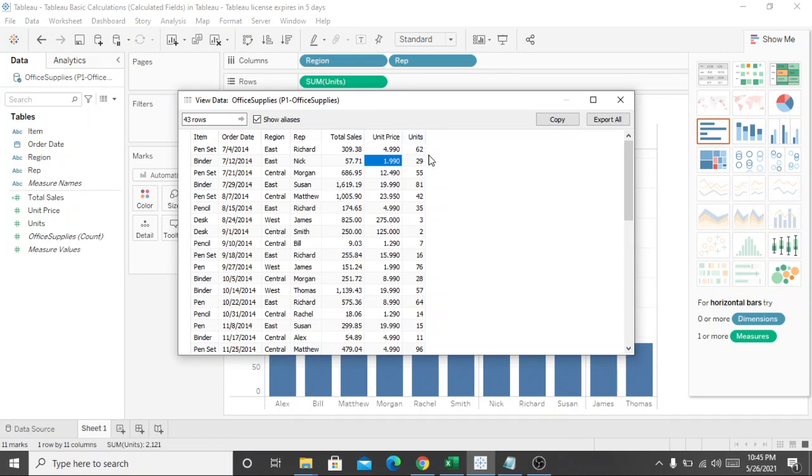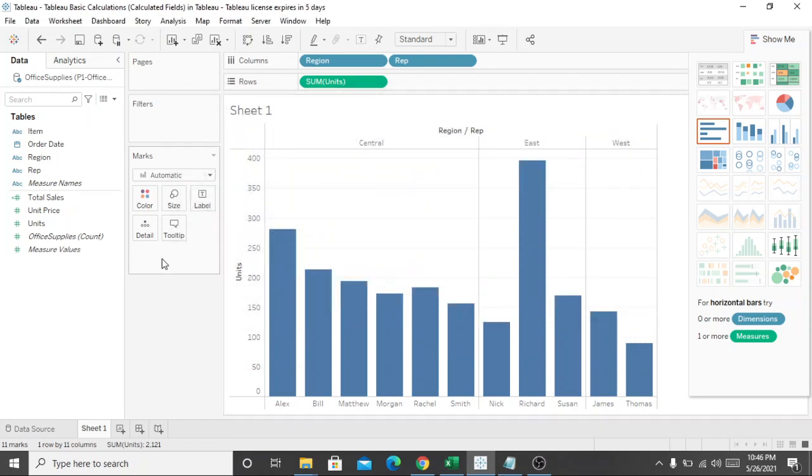So we need to do multiplication over here. Like, how much pen set has been sold by the representative Richard. Its total sale is 309.38. So we can calculate the total sale by units multiplied by unit price. So let's see how we can do the total calculation.